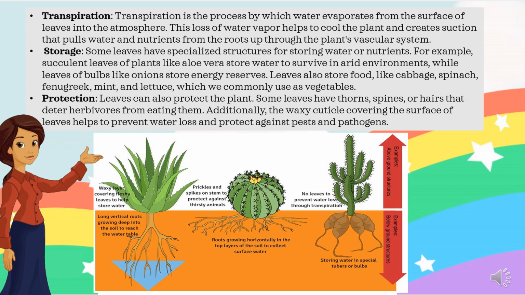But wait, there's more. Leaves also help plants breathe by taking in carbon dioxide from the air and giving out oxygen. They're like green lungs for the planet. So, budding explorers, leaves are not just pretty decorations on plants. They're superheroes. They provide shade, cool the air, and filter out pollutants, creating a healthier and more comfortable environment.